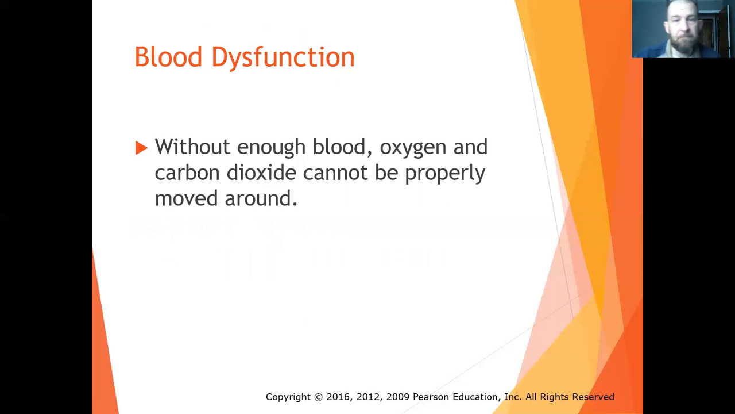All right, with blood dysfunction, obviously without enough blood, then we can't carry oxygen down to the cells and we can't remove the waste products as well. So that's a big problem.